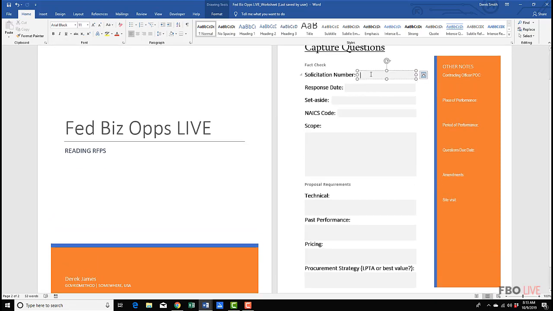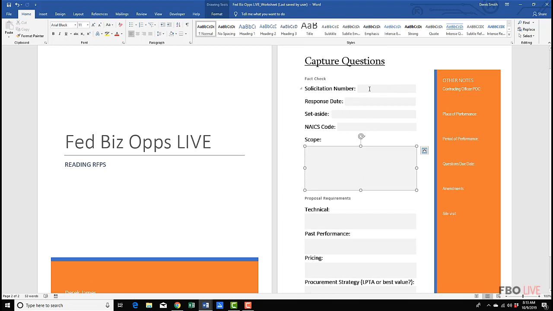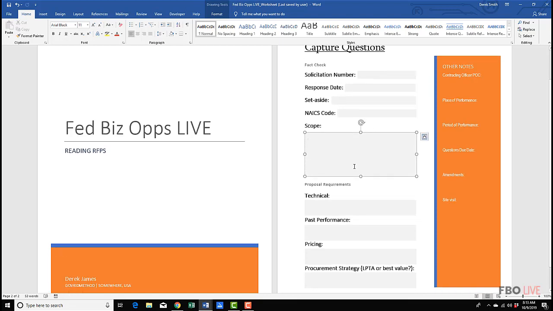And it basically gives us places to fill in some of the basic high-level information that I want to find and pull quickly when I'm trying to essentially no bid an opportunity. So you see here: solicitation number, response date, set aside, NAICS code. These first 4 are just fact-check things to pull off the top that we can probably gather in the first 60 seconds of looking at the opportunity. Then we have a place to write in the scope. All these boxes here are fillable.